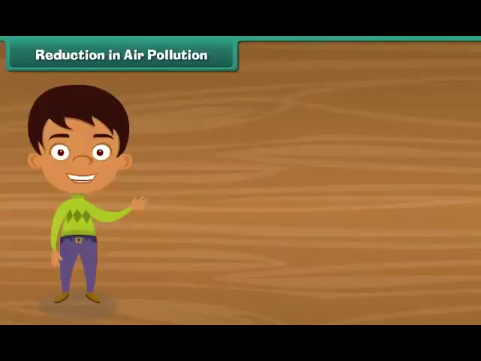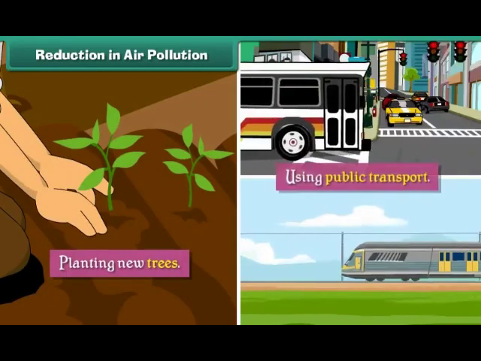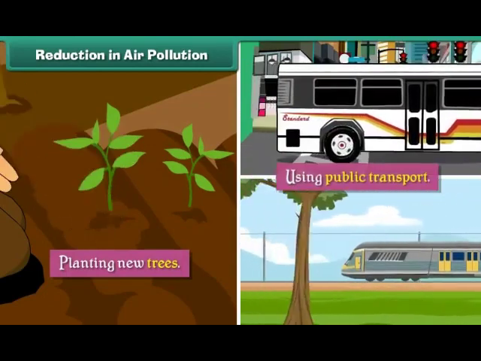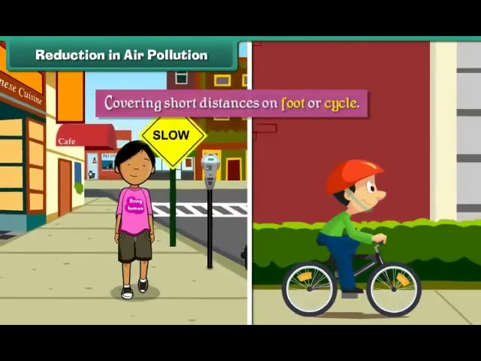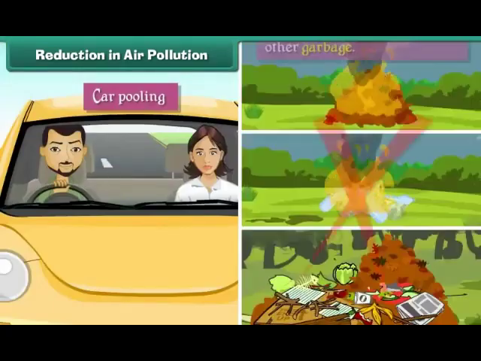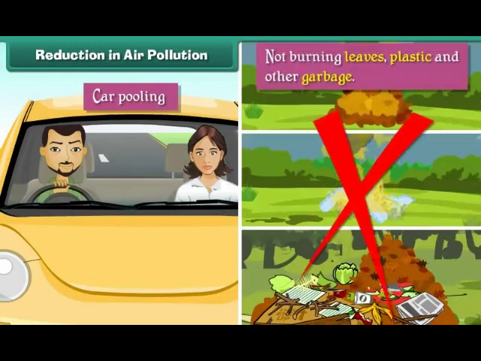Reduction in air pollution. It is our responsibility to reduce air pollution. We can do so by planting new trees, using public transport, covering short distances on foot or cycle, carpooling, not burning leaves, plastic, and other garbage.